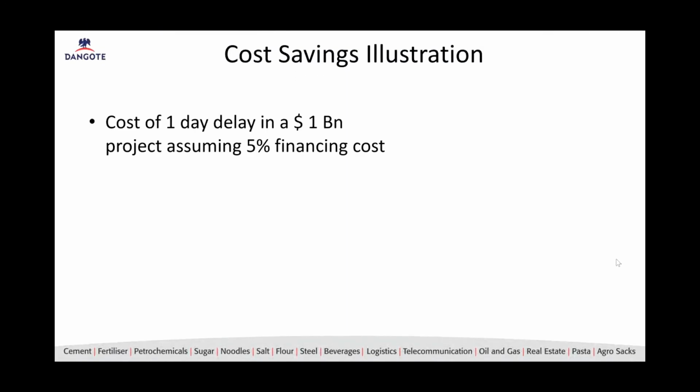Just to illustrate what kind of cost savings we get, think of the cost of 1 day delay in a $1 billion project, right? For every $1 billion, if you assume it's a 5% finance cost, which is per annum, right? Per day, if you save 1 day in the project, the financing cost saved would be $137,000. Now we are executing projects worth tens of billions of dollars. Think of the savings which are possible.